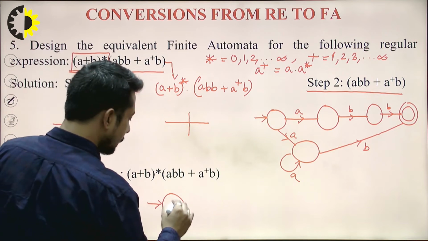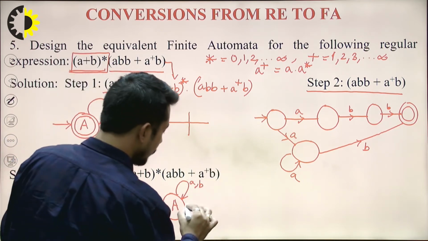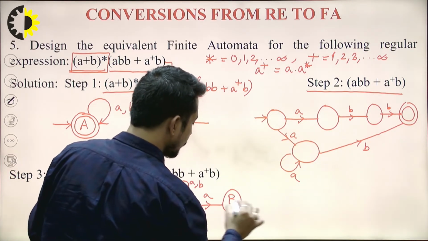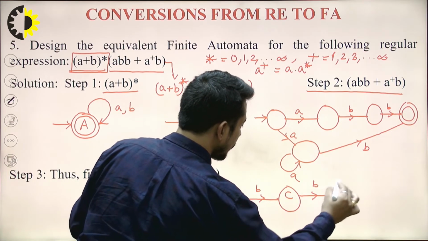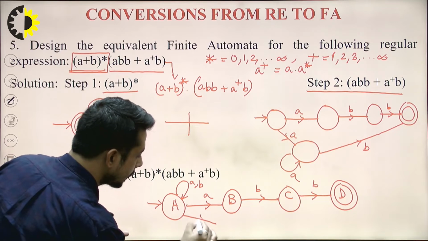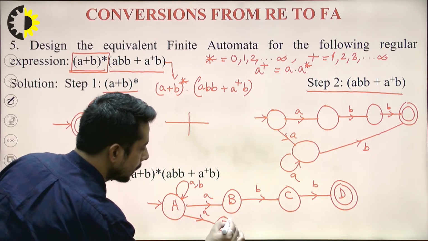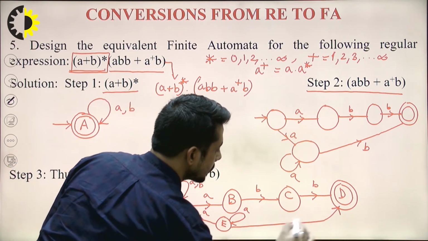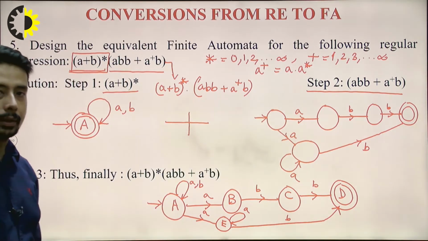Initial state. So I will make it A. Here it will be a self loop for A comma B. Thereafter I will transfer this A, correct? Then I make it B. Then I make it state C. And then finally I will make this D. And here I will take A, and suppose E as the state, and here I will have a self loop for A, and from here I will have a transition for B. Now I have tried to merge this with this one, and finally I got this diagram.